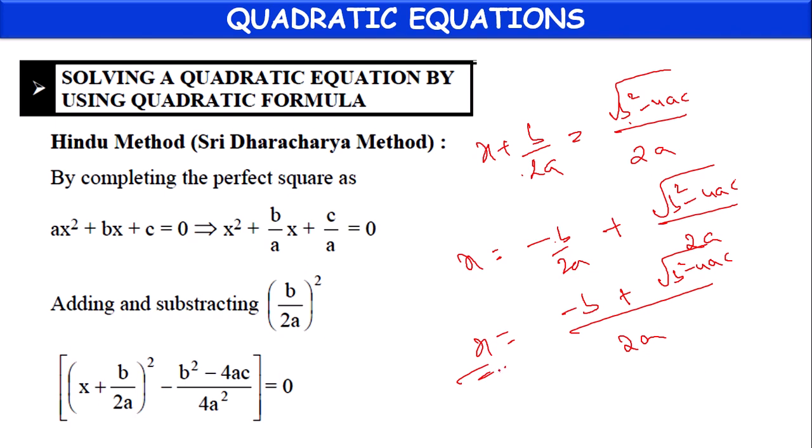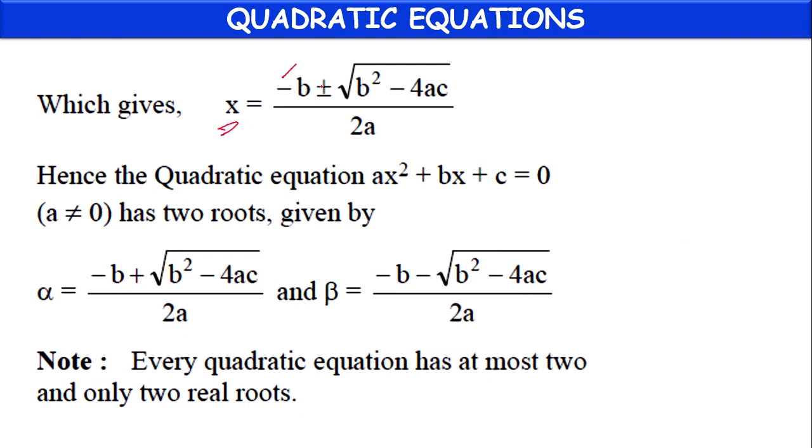But here we have to consider both plus or minus, because suppose if we have 4, we can write it as plus or minus 2 whole square. So that's why both plus or minus conditions we have to consider. So x equal to minus b plus or minus root of b square minus 4ac by 2a. Like this we are getting the x value. We are getting two values. If we take plus, we will get one value, and if we take minus, we will get the other value.